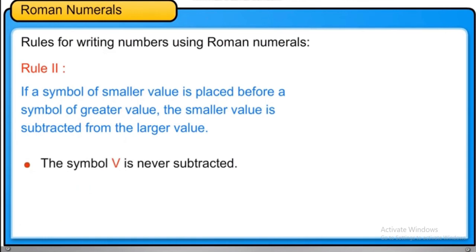Remember that the symbol for 5 is never subtracted. Thus, it is wrong to write 45 by writing V before L.